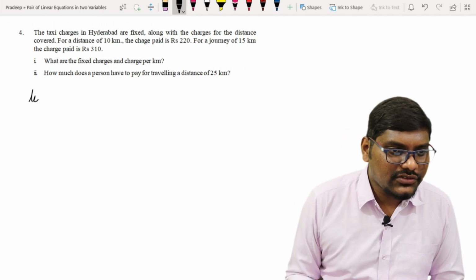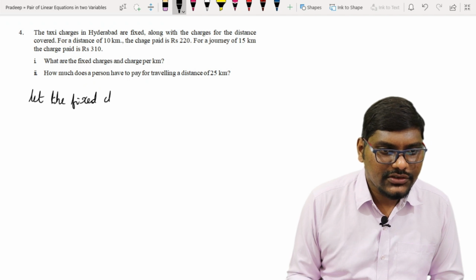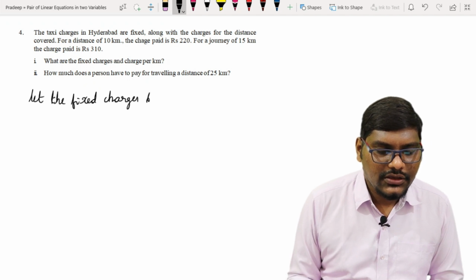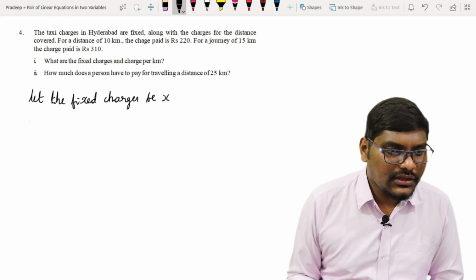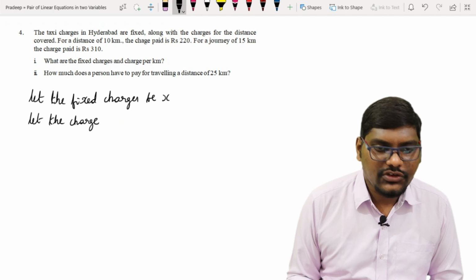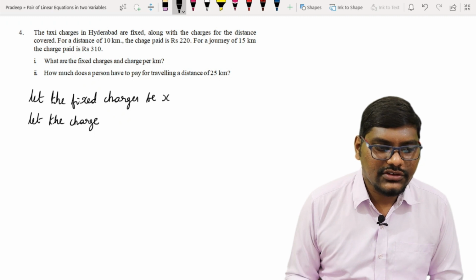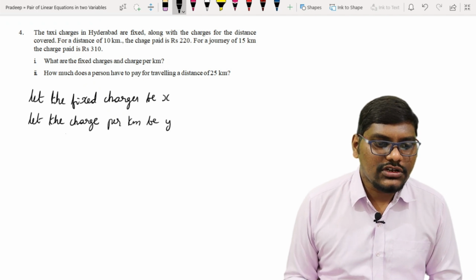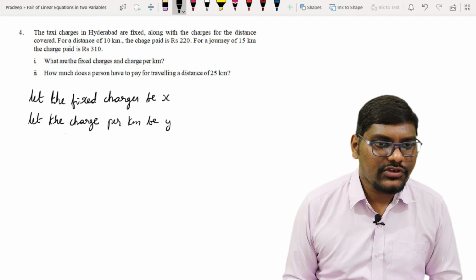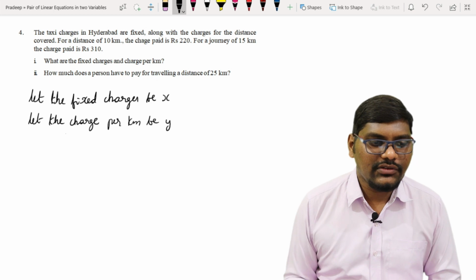So we can write that as, let the fixed charges be x. Okay, so this is x. Let the charge per kilometer be y. If we can find the charge per kilometer, we can easily find the charge for any number of kilometers. So let the charge per kilometer be y. We have been given a few pieces of information. For 10 kilometers they have taken 220, so we'll use that and write the same.